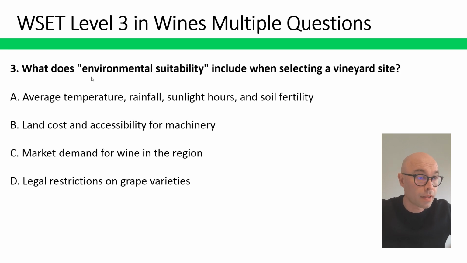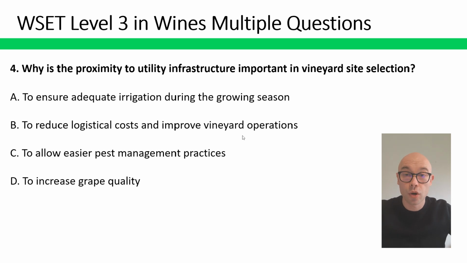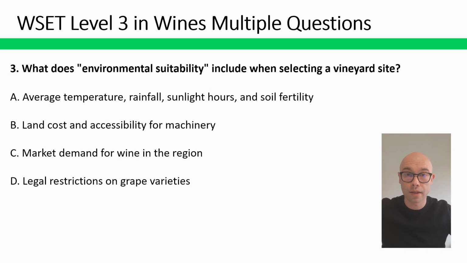What does environmental suitability include when selecting a vineyard site? Average temperature, rainfall, sunlight hours, and soil fertility; land cost and accessibility to machinery; market demand for wine in the region; legal restrictions on grape varieties. The correct answer is A, average temperature, rainfall, sunlight hours, and soil fertility. So how suitable is a region and its climate to the grape varieties?